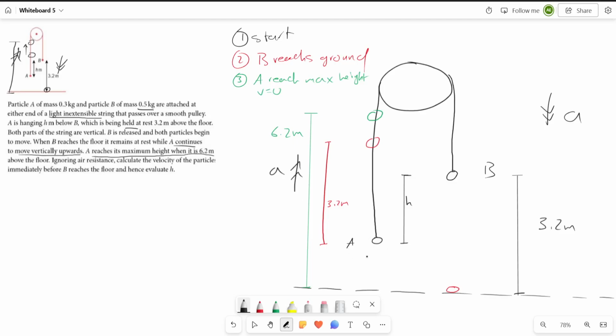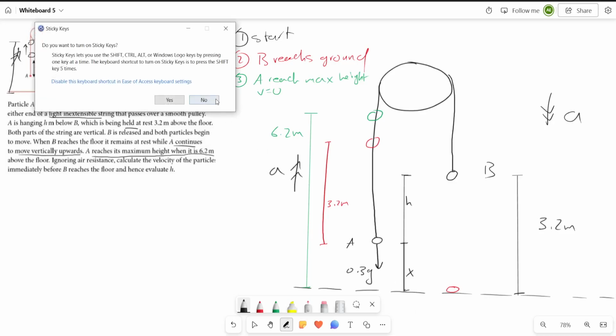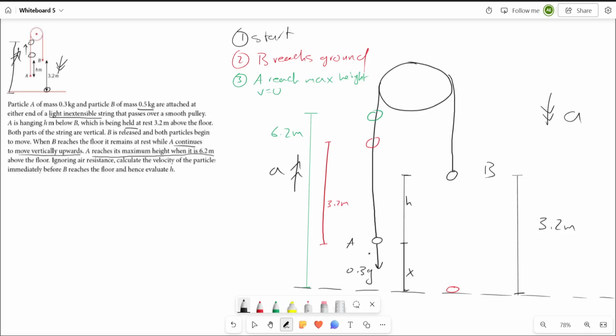First of all, let's resolve all our forces. So we know that A has a weight of 0.3 g. Let me name the distance between A and the ground x. I don't know what this distance is. So A has a weight acting on it and it has tension. B has its weight acting on it, which is 0.5 g, and has the tension acting on it.